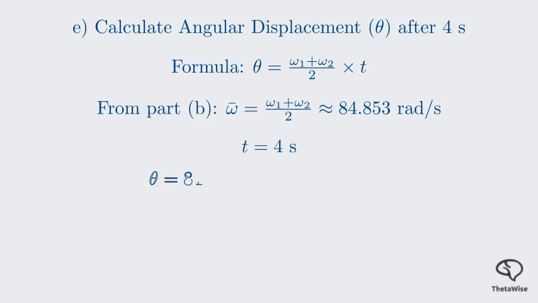So theta equals 84.853 times 4. This gives us 339.412 radians. The wheel has rotated through a total angle of 339.412 radians during the 4-second acceleration.